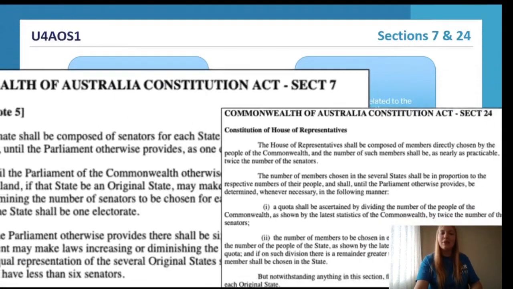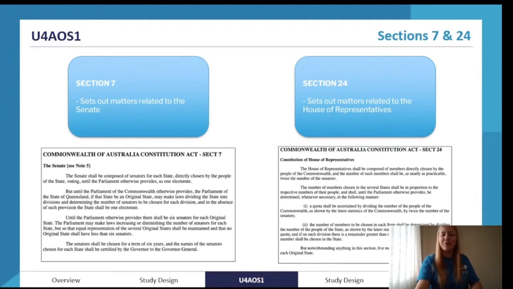Amazing. So the next thing that we'll have a look at is Section 7 and 24 of the Constitution that we already had a quick chat about. You need to know these sections also. We said how Section 1 establishes the bicameral structure, the two-house structure of Parliament, but Section 7 and 24 establish each house individually. So Section 7 sets out matters related to the Senate or the upper house.